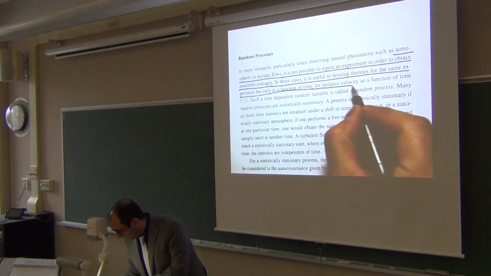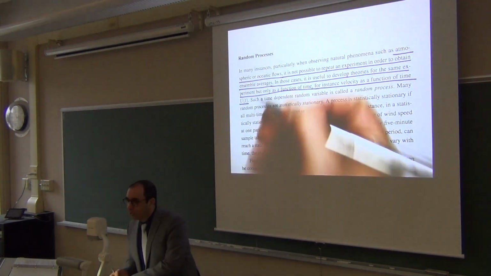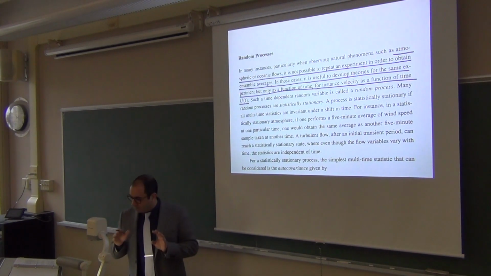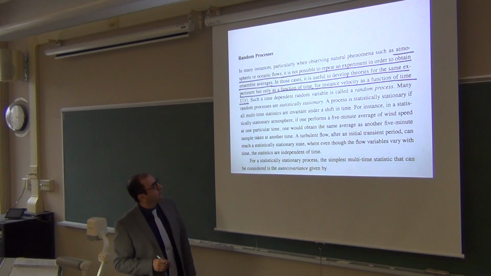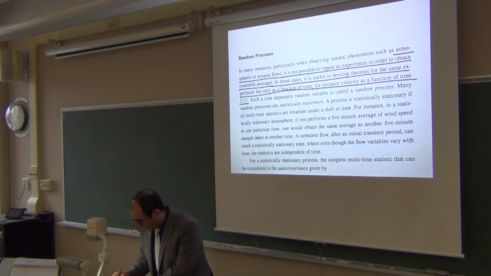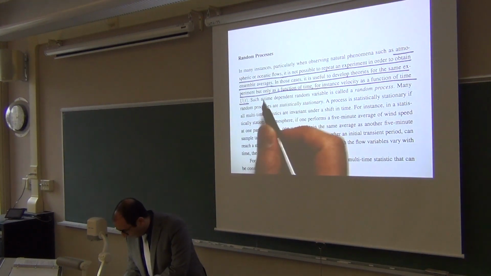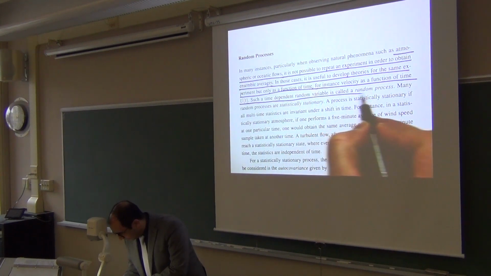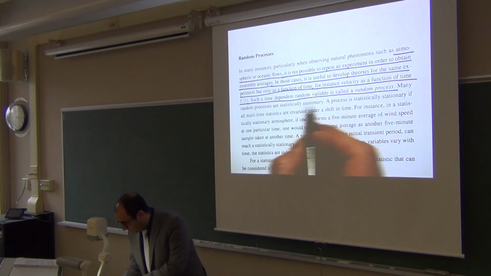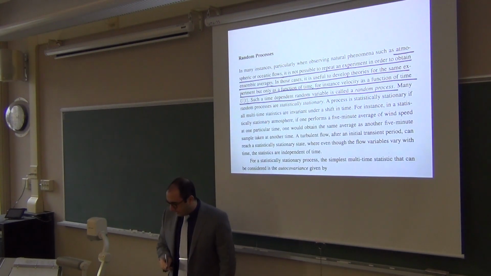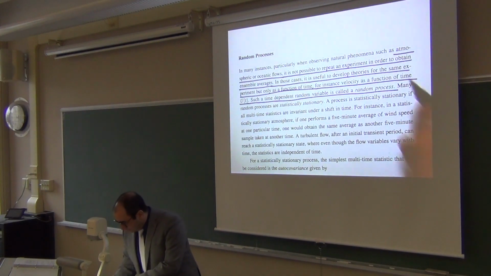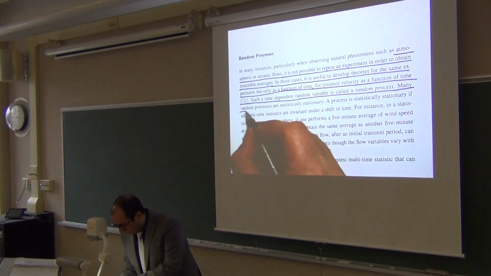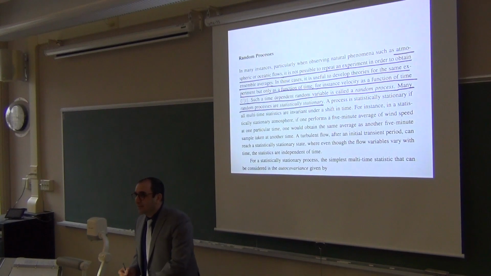For instance, velocity as a function of time is one of those things. It's a much more practical way to deal with a random process. So you assume that the time-dependent random variable is called a random process. Many random processes are statistically stationary.